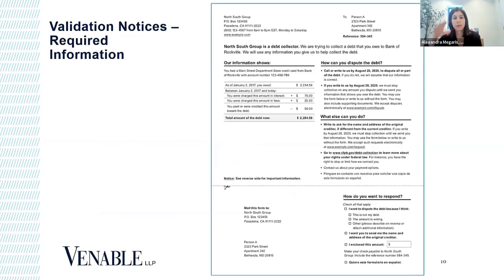And so the validation notice, which has been obviously around since the passing of the FDCPA, has been addressed more specifically in the regulation. It has to include very specific information now. The CFPB has provided a model notice, which is up on the screen right now. I think last week they issued a model validation notice in Spanish, available on the CFPB's website. And this is what they're expecting.